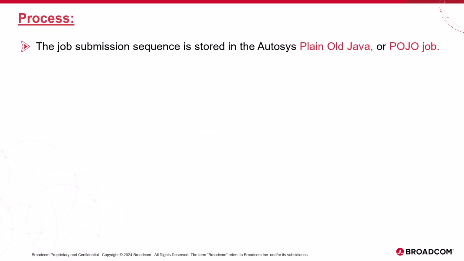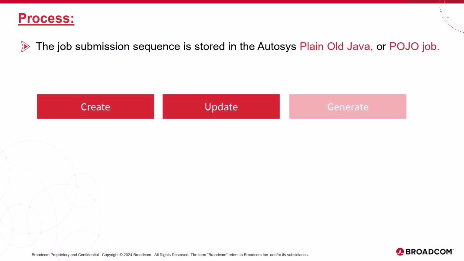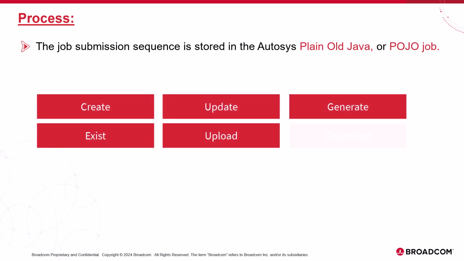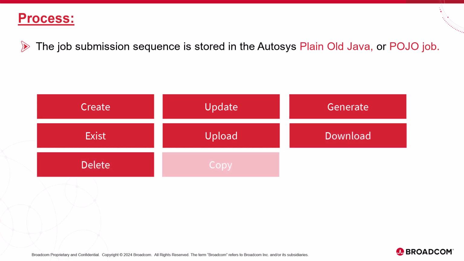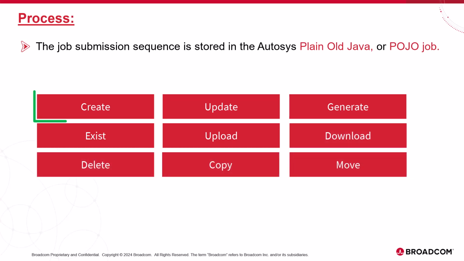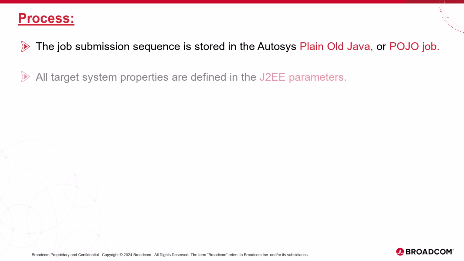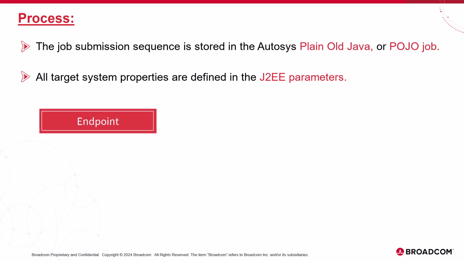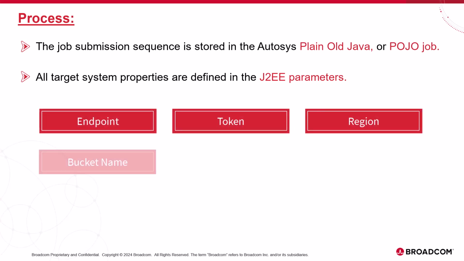The job submission sequence is relatively simple because all job definition properties are stored in the AutoSys plain old Java, or POJO job. AutoSys supports various job types, including create, update, generate, exist, upload, download, delete, copy, or move. For this demo, we will use the create job type. All the target system properties, including the endpoint, token, region, bucket name, and other parameters are defined in the J2E parameters. These parameters may vary depending on the authentication method used.